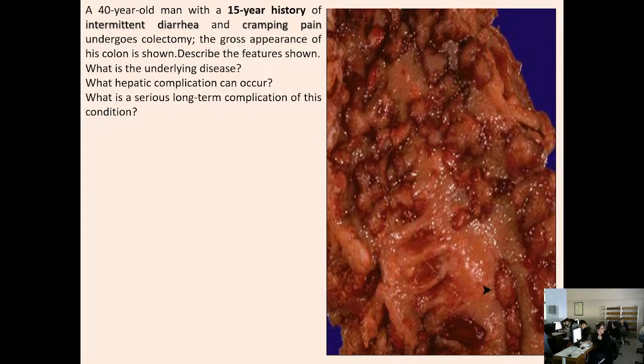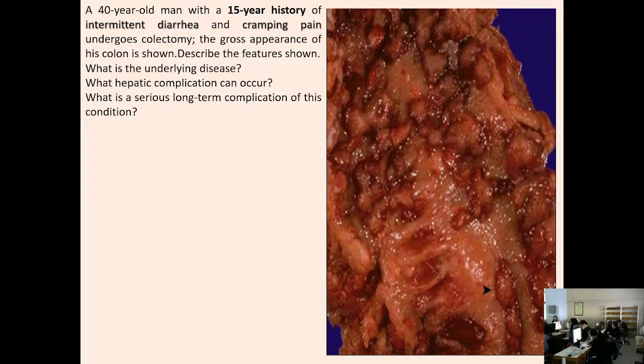If you see something that protrudes in the lumen, what does the endoscopist say? A polyp. So these look like polyps. However, they are not true polyps because they are not neoplasms. It's granulation, inflammatory tissue that gives this pseudopolypoid appearance to the bowel mucosa. And this is ulcerative colitis.